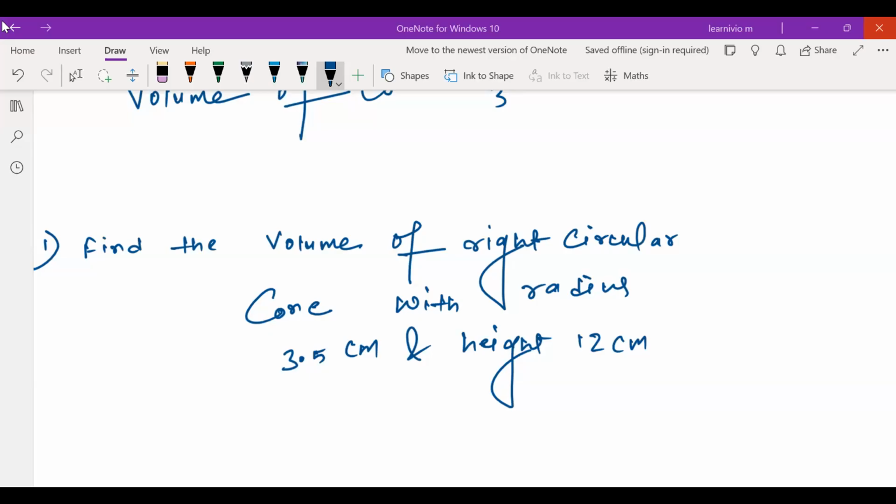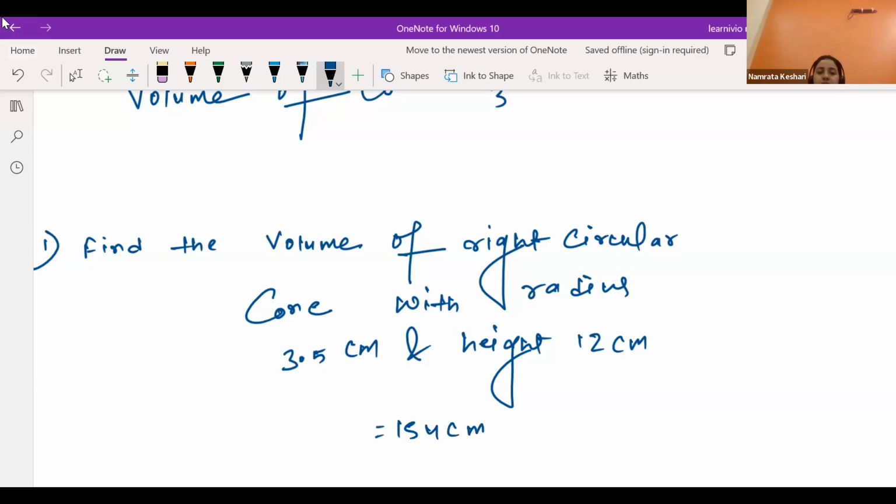The answer is 154 centimeter cube. Okay, Ryan, the answer is 154 centimeter cube, right? Yes, everyone is getting the same. Yes.